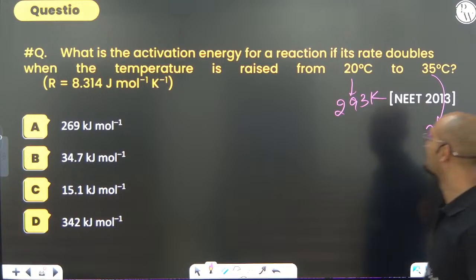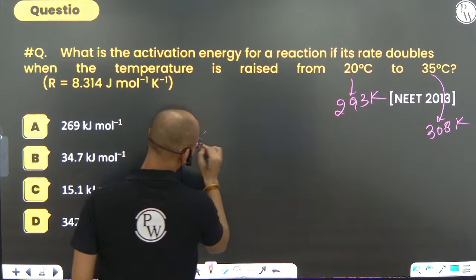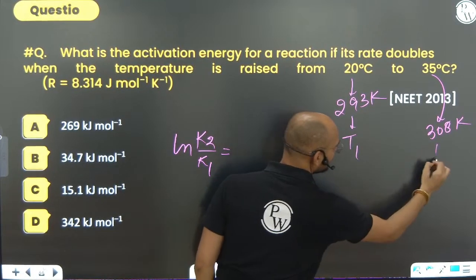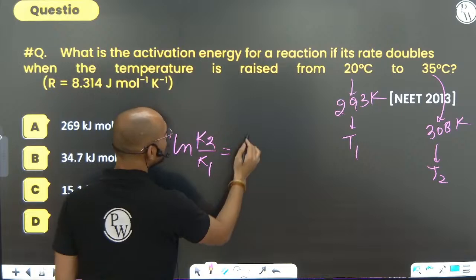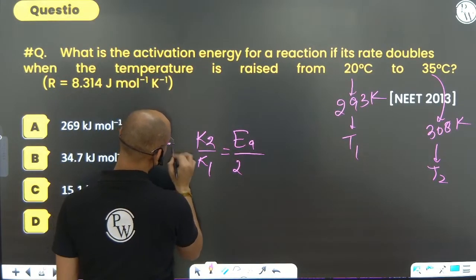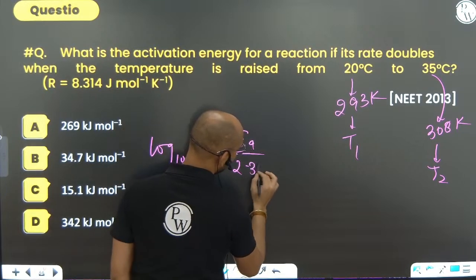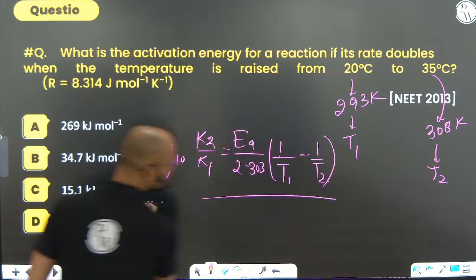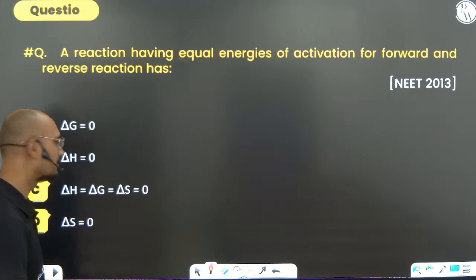308 Kelvin. So again use the same formula, ln of K2 by K1. Just consider it is T1 and it is T2. EA by 2.303 R, 1 by T1 minus 1 by T2. Use this, get the answer. Not a big deal, you can do it.